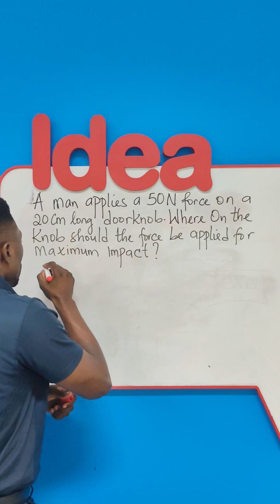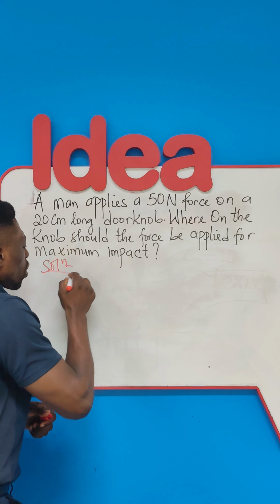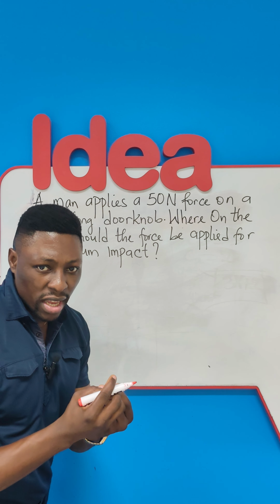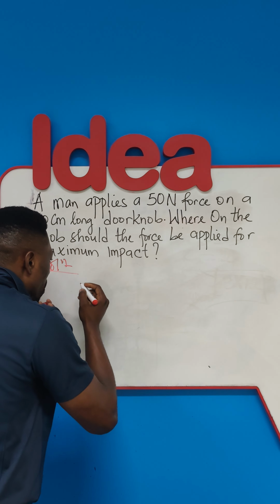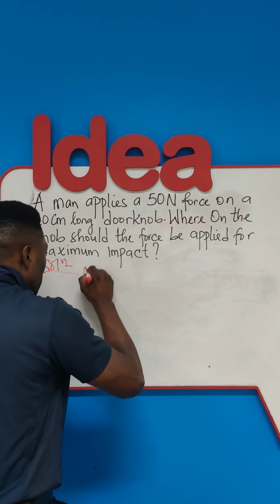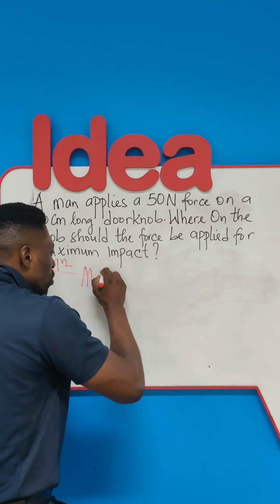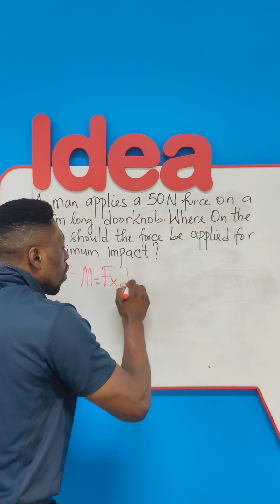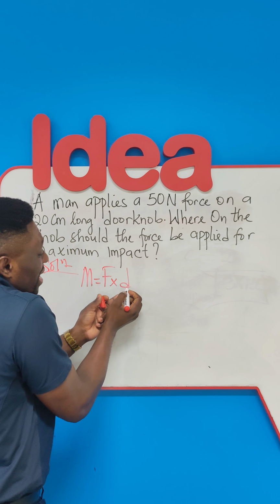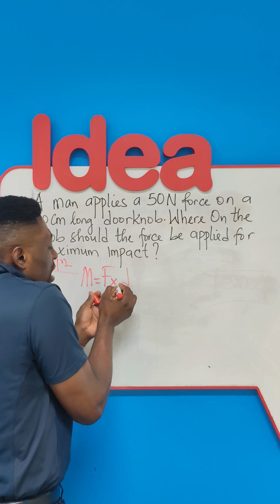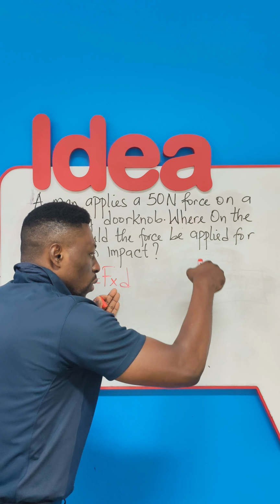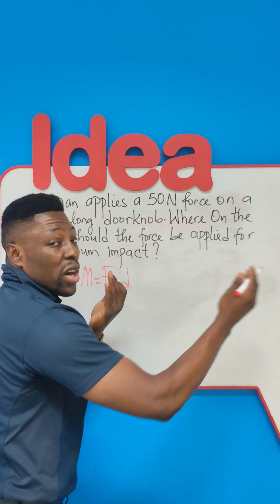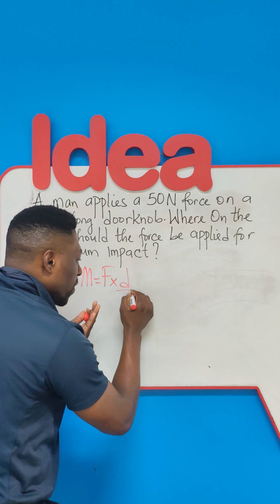Follow me, dear friends. Solution. We're talking about the moment of a force here. So let's start by reminding ourselves the formula for moment. We know that the moment of a force, M, is given by the magnitude of that force times what we call here the lever arm, which is the distance between the axis of rotation to the point on which the force is applied. It has to be a perpendicular distance. We have to lay some emphasis on it.